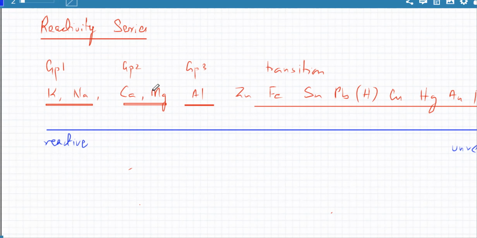For calcium or magnesium, if I write down all the elements, it's going to be Mg and Ca, and then you've got Sr and Ba. So who's going to be the most reactive out of them? That's going to be Ba, followed by Sr, then Ca, then Mg. Is this clear? In the reactivity series, you don't write all the elements. You just write some of them, which you should know. So all clear so far? Yes, sir.